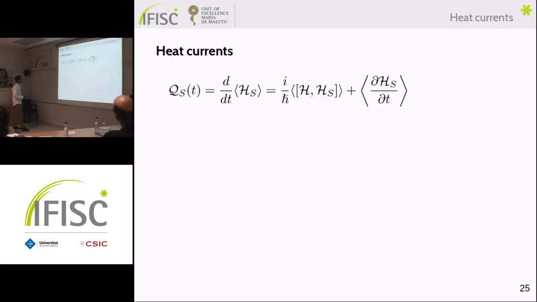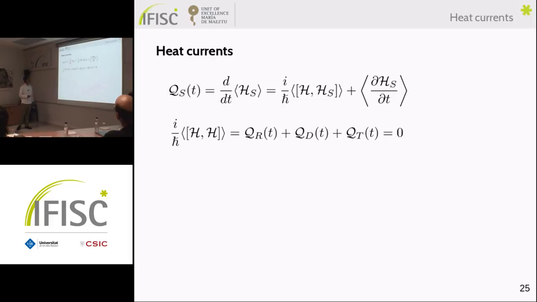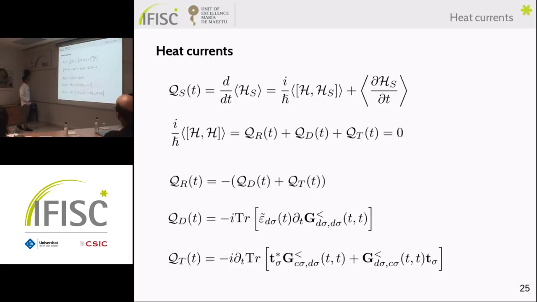So now we move to the heat currents. From the Hamiltonian, we know that the heat current in each of the three parts is given just by the time derivative of the Hamiltonian, which can also be written like this. Now we can just see that because the Hamiltonian commutes with itself, we have heat conservation, or energy conservation. And since we have this conservation, we can write one of the three heat currents in terms of the other two. The other two we can obtain just from the Green's function of the quantum dot, which gives us the occupation of the quantum dot. So the time derivative of the occupation times the energy is the heat current in the quantum dot. And the heat current in the tunneling is given by the mixed Green's function of dot and reservoir.